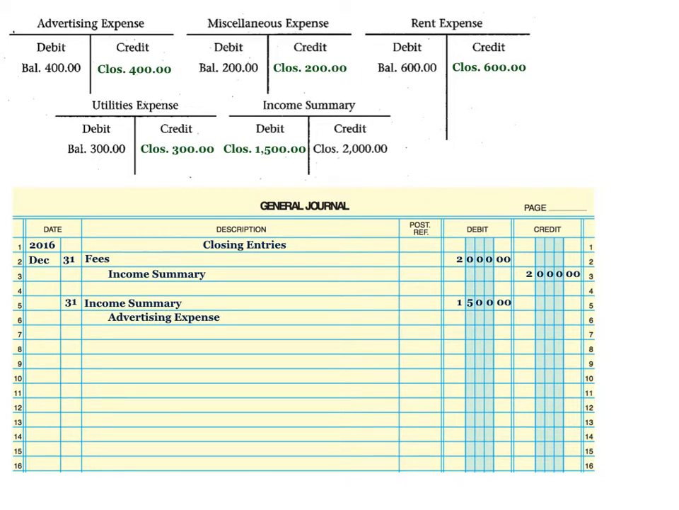And now we're going to show our compound entry, which we're going to start with advertising expense with a credit of $400, miscellaneous with a credit of $200, rent with a credit of $600, utilities with a credit of $300. And again, if you add each of those up, they will total the amount of the debit. Debits must equal credits, always.